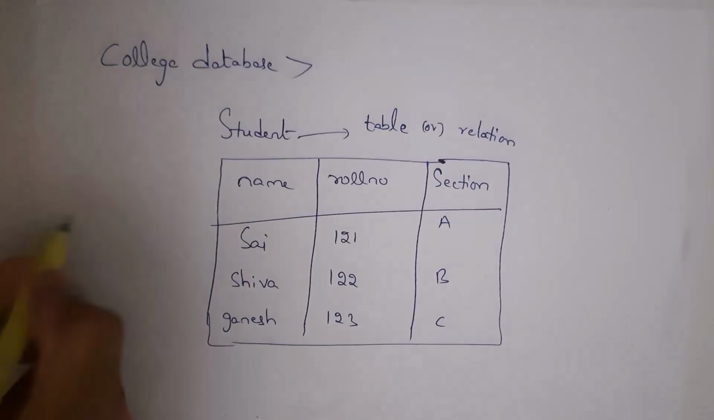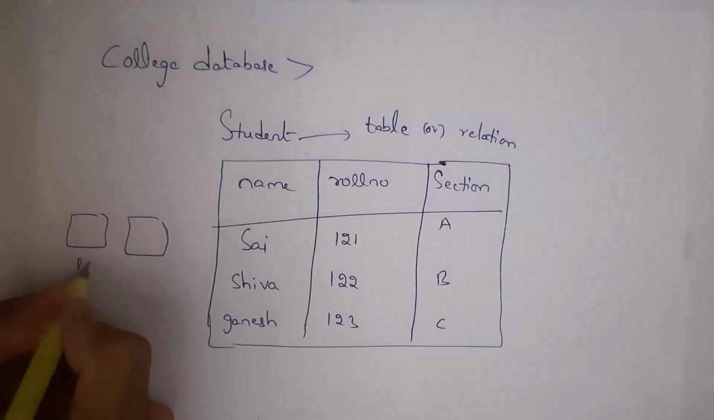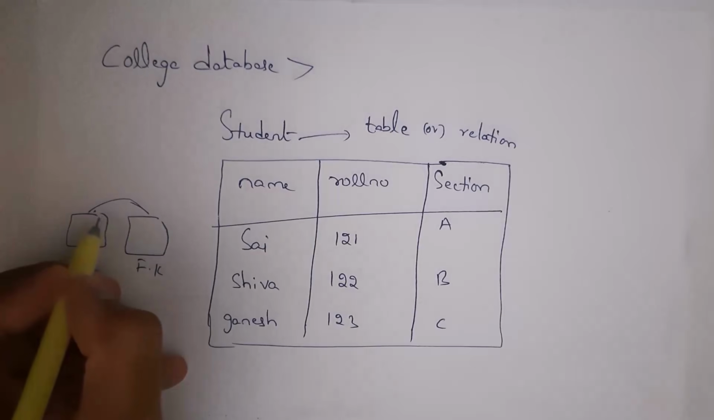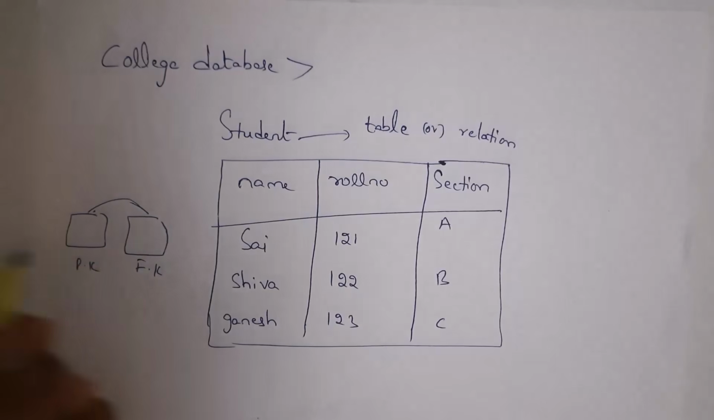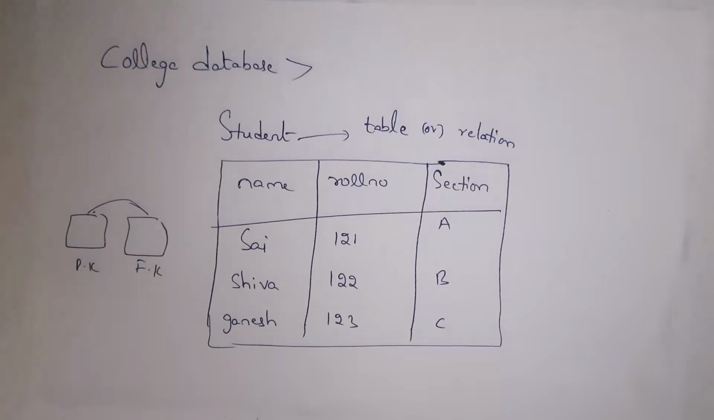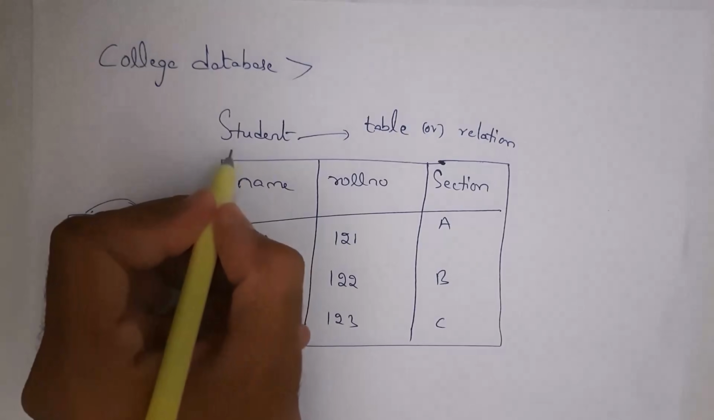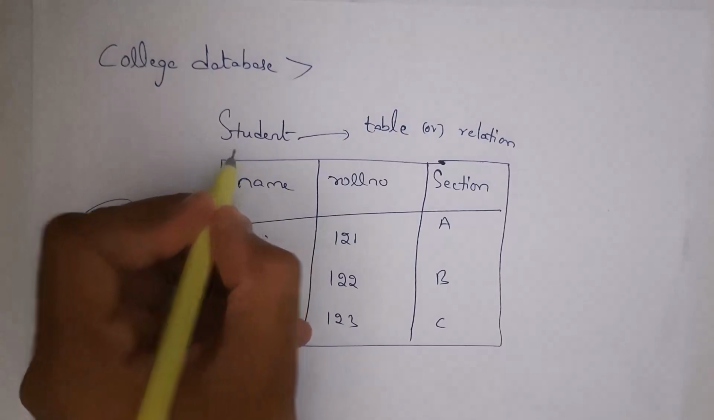For example, let us consider there are two tables. By using primary key and foreign key, I can relate these two tables. That is nothing but I can connect these two tables. That is why we call this table name as relation. So you can call this student as table or you can also call it as relation.